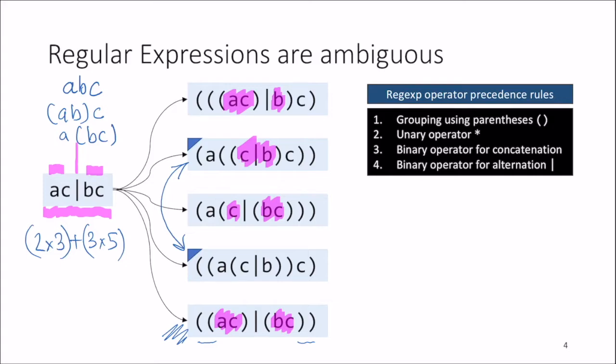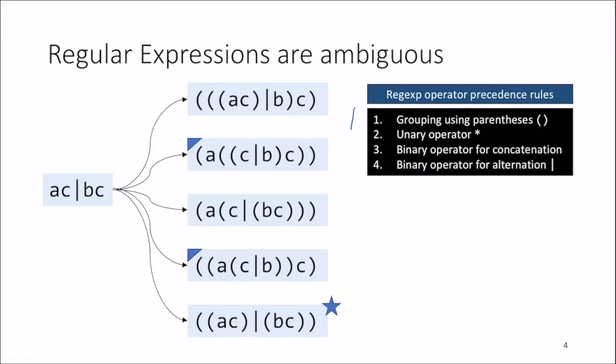It doesn't appear in this example regular expression, but we'll see other examples later. And then there's a binary operator for concatenation. That's the third priority. And the fourth priority is the binary operator for alternation. So we apply these precedence rules in order. So we look at this list of operator precedence rules and always use the operation that's of higher priority first, which is why the correct bracketing based on these precedence rules is the one marked here with the star.